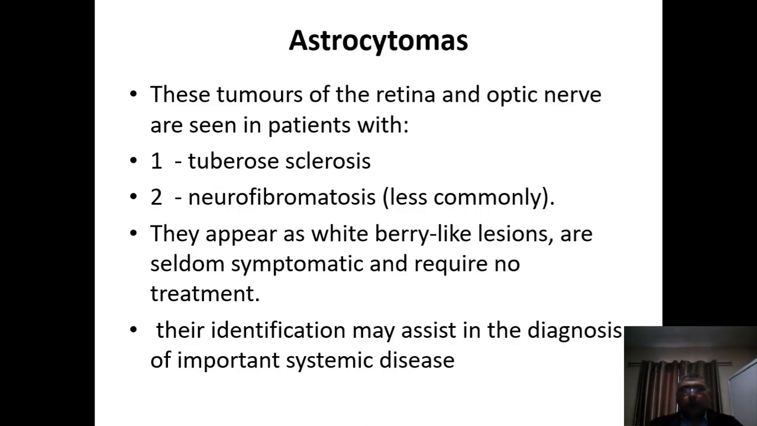Next masses or tumors that we see in the fundus is astrocytoma, which is a tumor in the retina and optic nerve, seen in cases of tuberous sclerosis and neurofibromatosis. Usually it appears as a white berry-like lesion, seldom symptomatic and requires no treatment. Its importance is that it is part of the diagnosis of some systemic diseases, as we said, like neurofibromatosis and tuberous sclerosis.